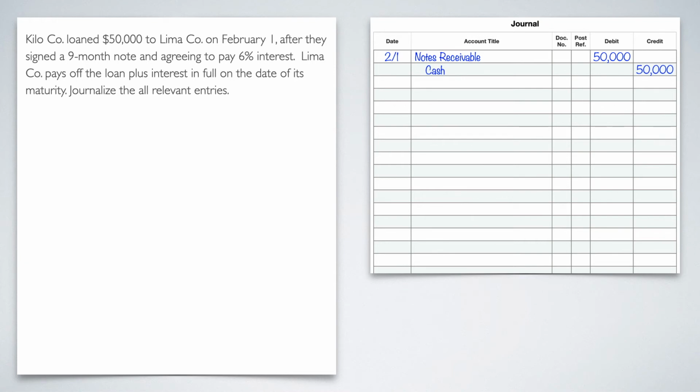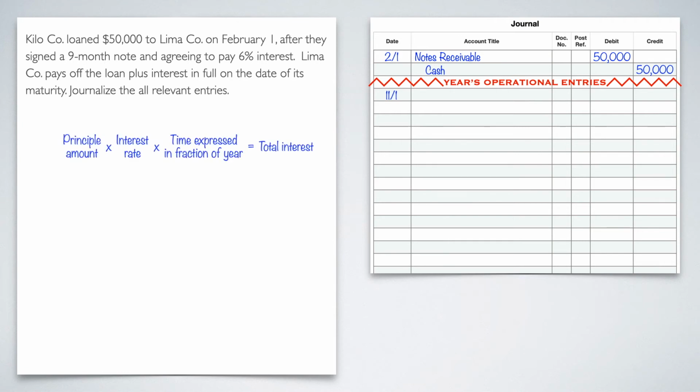We're just going to go right into the payment. So it's going to mature as of 11/1. Again, how do we calculate that? Well, this time we only have to do this equation one time because we're not having to do it at December 31st and at the end. We're already at the end. So our principal amount is 50,000. Our interest rate is 6%. And our time expressed in a fraction of a year is 9/12.